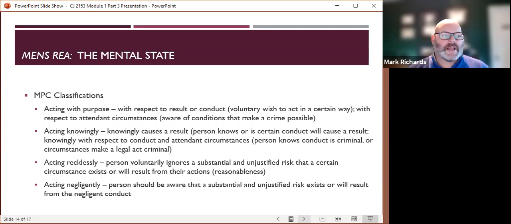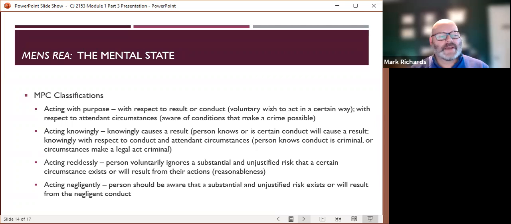The Model Penal Code classifies mens rea in four classes: acting with purpose, which with respect to result or conduct is the voluntary wish to act in a certain way, or with respect to attendant circumstances means the awareness of conditions that make a crime possible. The second class is acting knowingly. Knowingly causes a result: a person knows that certain conduct will cause a result. Knowingly with respect to conduct and attendant circumstances: the person knows criminal conduct exists, or the circumstances make a legal act criminal.